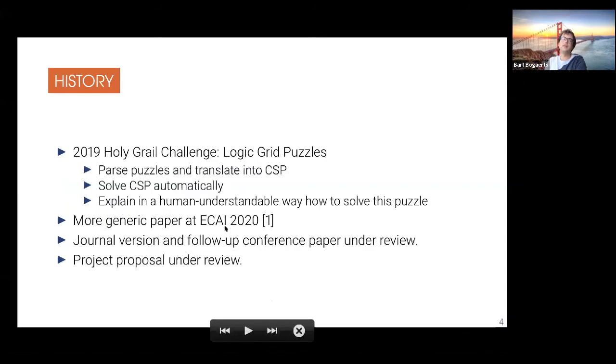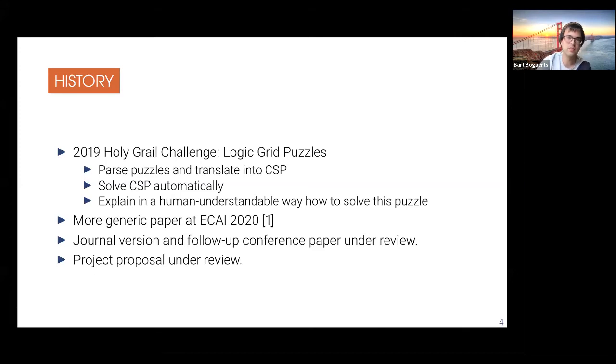So in last year's Holy Grail challenge, we all know logic grid puzzles, these Einstein puzzles or zebra puzzles, as they're also called, in which you get a riddle in natural language. And the challenge consisted of 3 main parts, I would say. Take such a riddle in natural language and translate it into a CSP automatically, preferably. Solve this CSP and explain, I think it was specified in natural language, but at least in a human understandable way, how a human could have solved this puzzle.